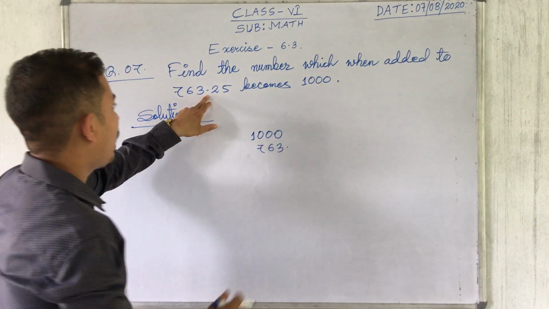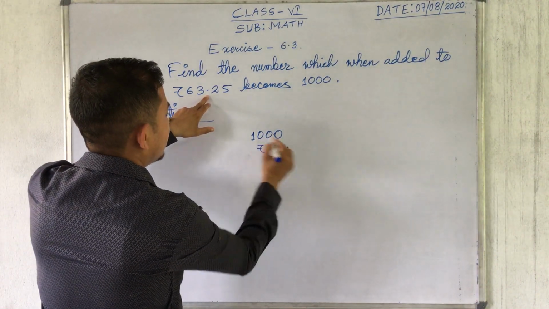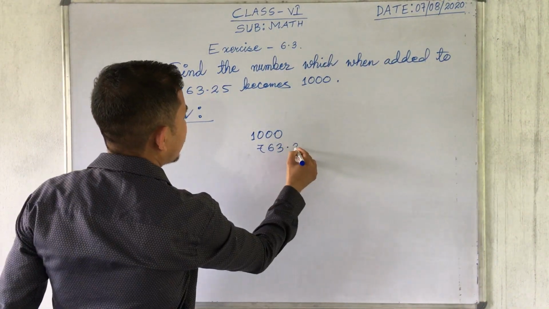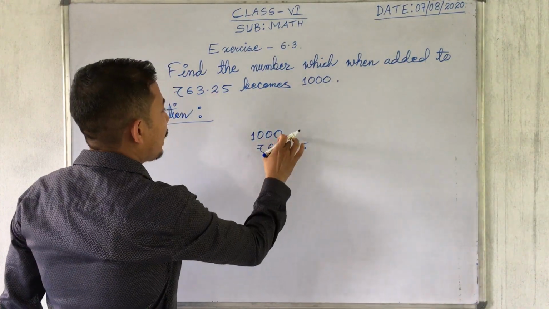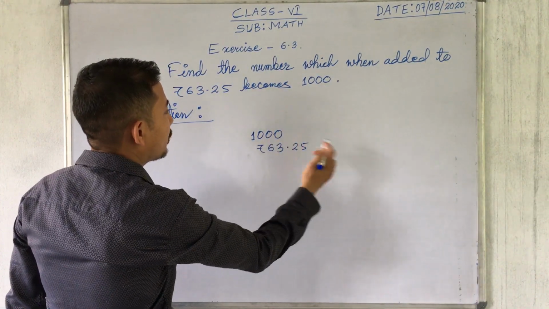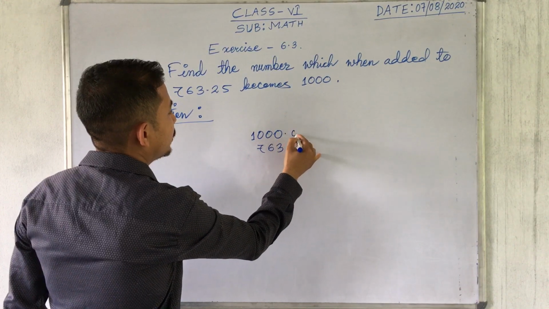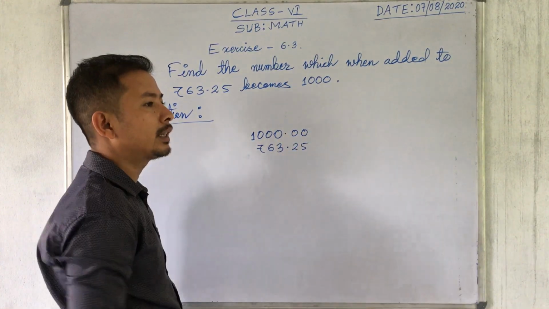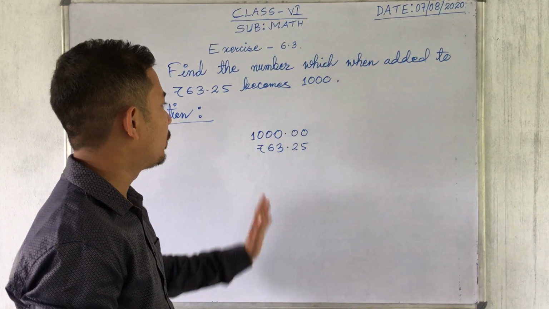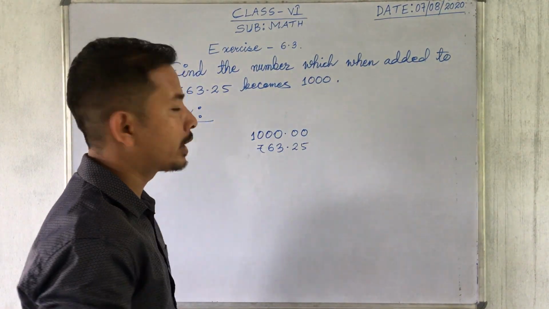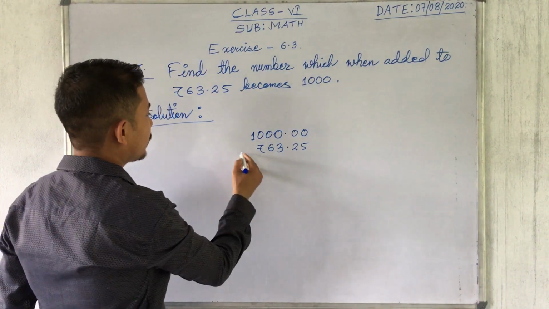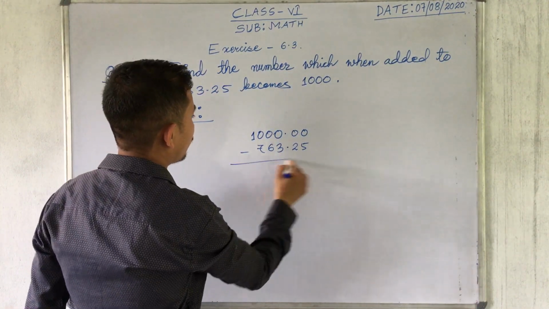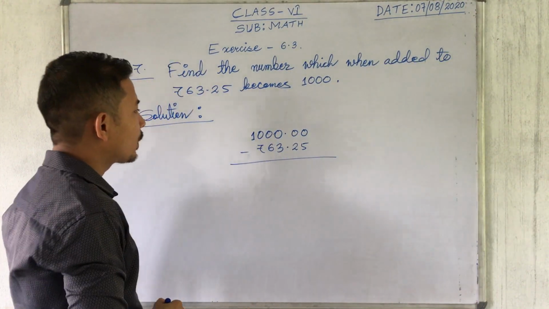That means we have to put a decimal point here, and after that we have to write 25. So behind the decimal point you can put 0, okay, but in front of the decimal point you cannot put 0. Behind the decimal point you can put 0 if there is any number. Understood? So look at it. After subtracting 763.25 from 1000, what will be?